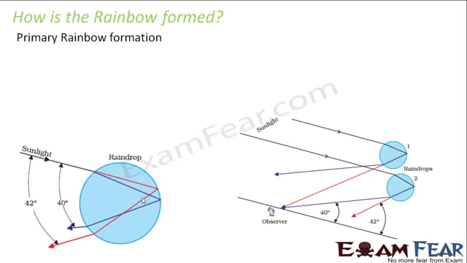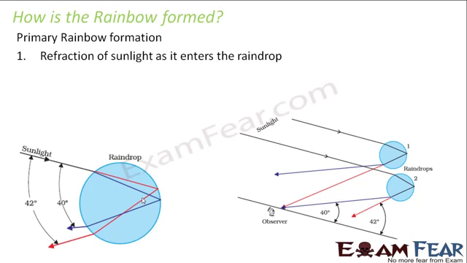Let us first look at the primary rainbow formation. How is a primary rainbow formed? It is a stepwise process. Generally, as I mentioned, a rainbow is formed after a rain, right? So when a rainfall has taken place, there will be some raindrops already present in the atmosphere, right? Some water droplets will be present in the atmosphere. And I also mentioned that it is formed only when some part of the sky is sunny. That means sunlight is present.